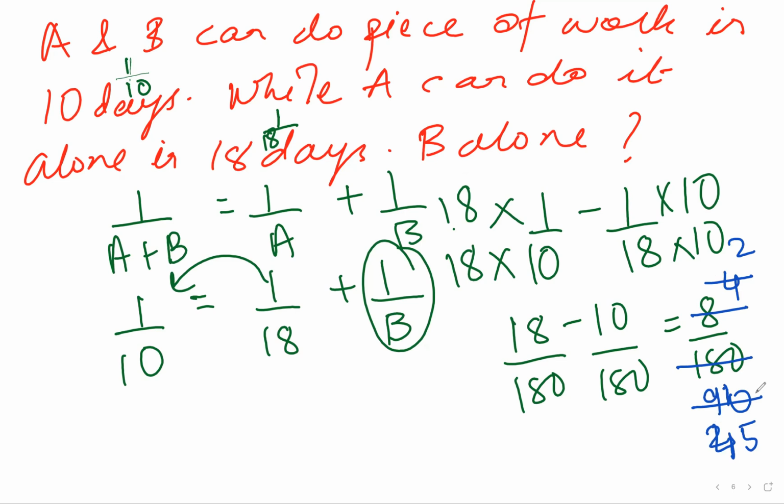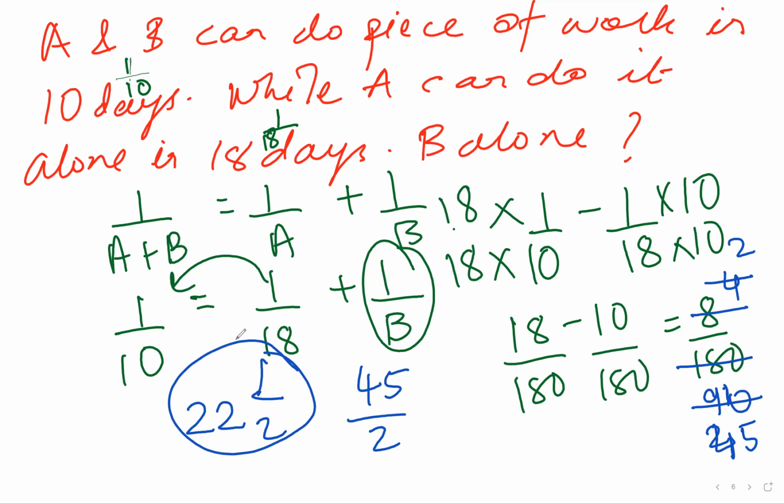But this is in terms of one day. In terms of completely, how much can they finish the work? 45 over 2. Now this is an improper fraction, so convert it into a mixed fraction. In 2's table, lesser than 45 is what? 22, 44. So 2 times 22 is 44, remainder 1 over 2. So the answer is 22, 1 over 2: quotient, remainder over divisor.